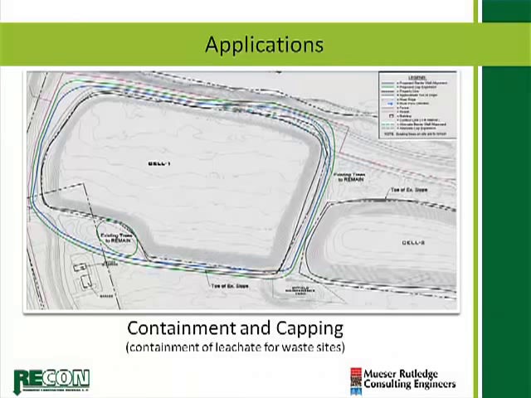The first discussed application is containment and capping. The illustration shows a proposed landfill site. The colored lines around cell 1 are the alternative alignments for a proposed hydraulic barrier. Containment and capping involves capturing waste within a hydraulic barrier and preventing groundwater from percolating and transporting the waste, as seen in this illustration. The contamination can then be treated by various methods, and the groundwater level inside the containment can be controlled for stability and transport purposes. Environmental engineering and remediation and the oil and gas industries are several areas associated with this particular application.